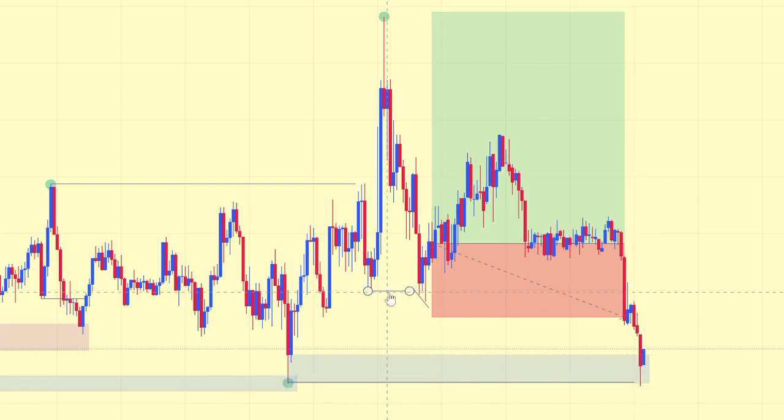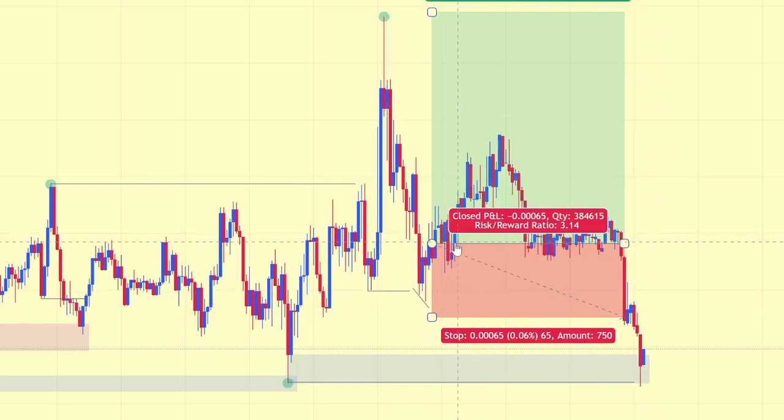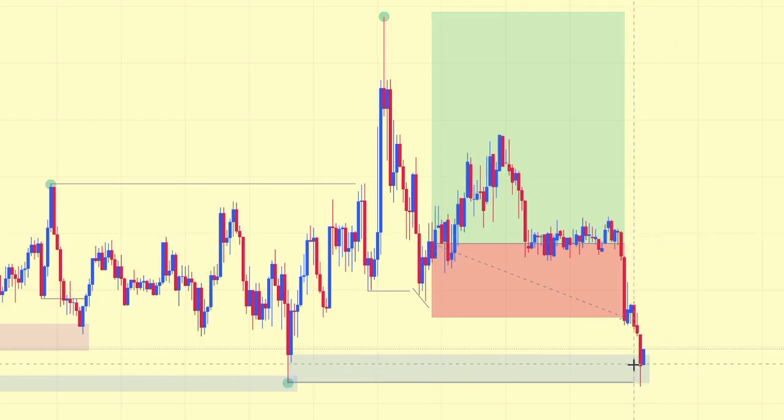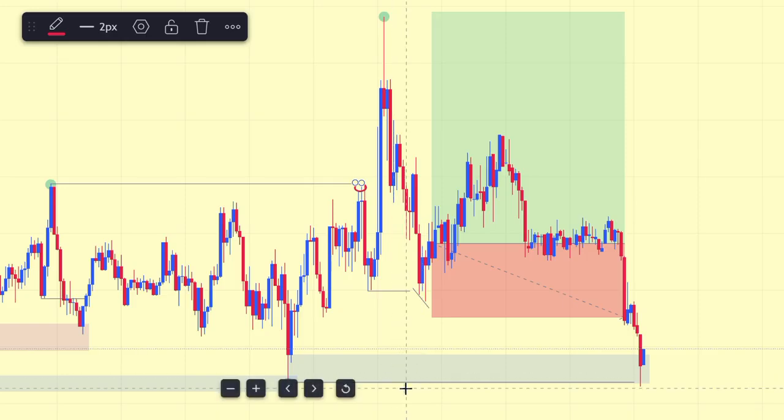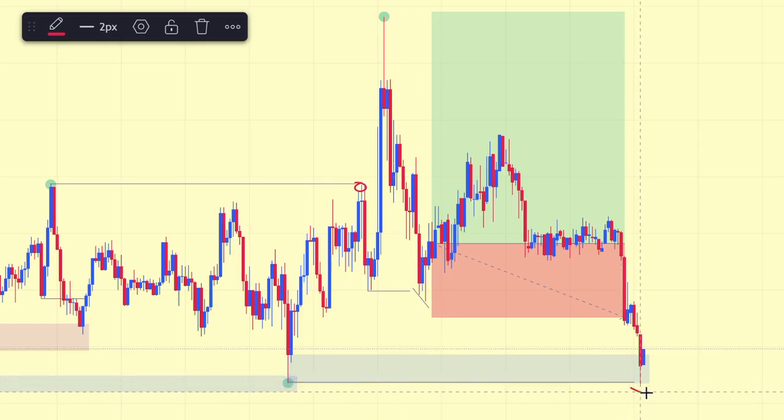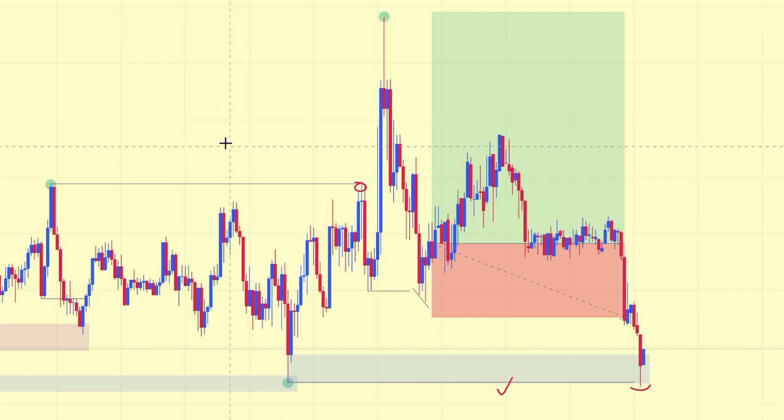It's because this one is a major inducement. If it was a minor inducement, then I wouldn't have taken this buy. I will wait for price to mitigate the rejection block or sweep the major inducement. But since this is the major inducement, because we confirmed that price wicked above here, this means that this one here, even if it's a break by a wick, it's possible that price can make a reversal now. So let's see what price does.